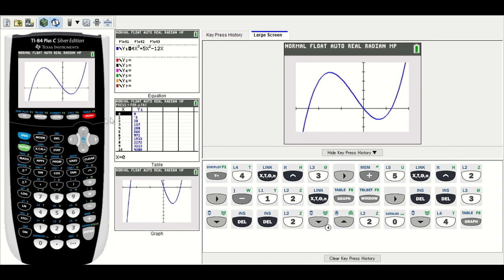Voila! There you have it. You can now see the whole graph. And based on the graph, there are 3 spots where our shape crosses the x-axis. So we're going to use the calculator to find each zero.